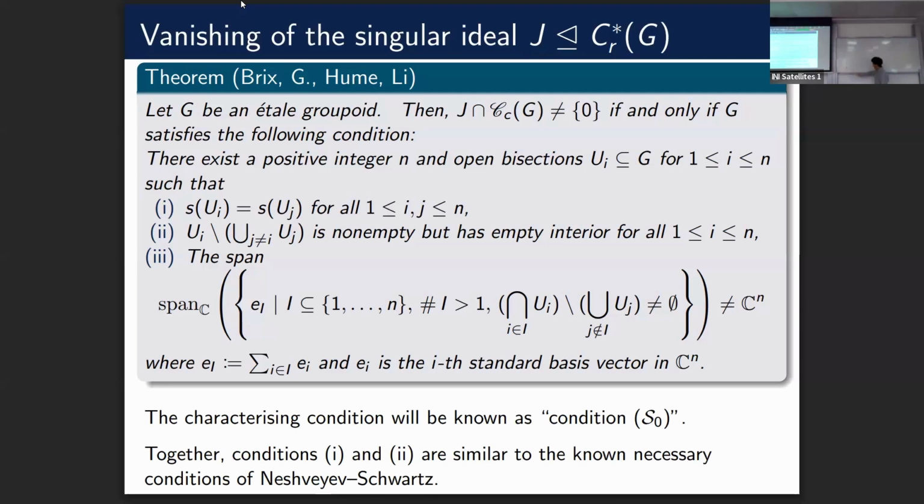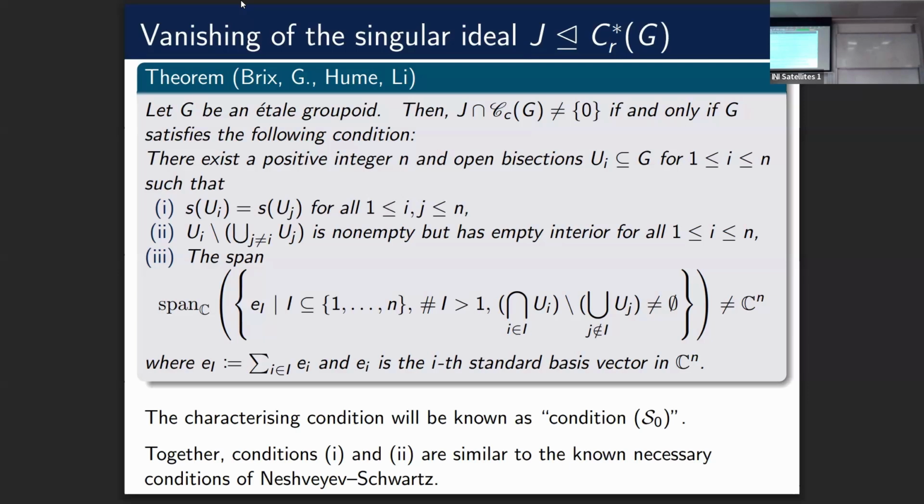I wrote this I here to prepare for this. You can check immediately that if you take this open bisection U1 and this open bisection U2, then you satisfy all three conditions. The set you have here has one element, so you clearly can't span the whole of C2. And it's fairly constructive in that if you apply this result, then you build the singular function that I described before.